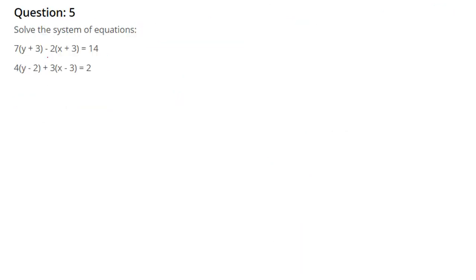Now this equation is also not in the normal form right now. So we'll make it in the form of ax plus by plus c equal to 0. This is 7y plus 21 minus 2x minus 6 equal to 14. Here 4y minus 8 plus 3x minus 9 equal to 2.